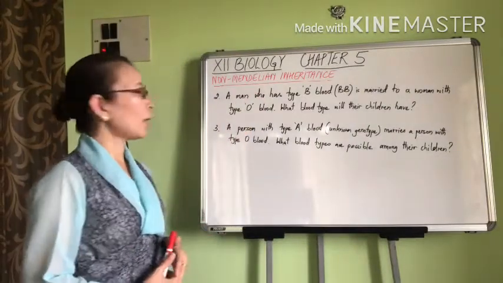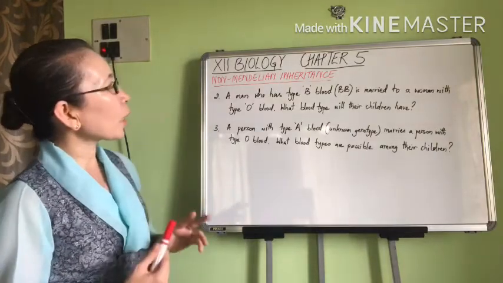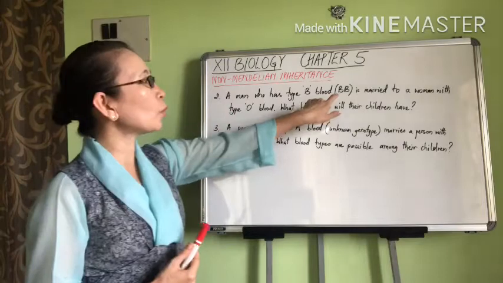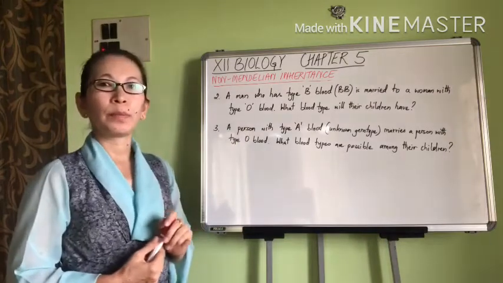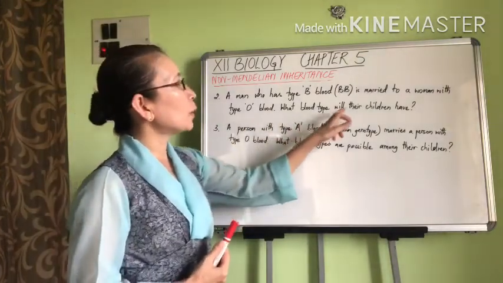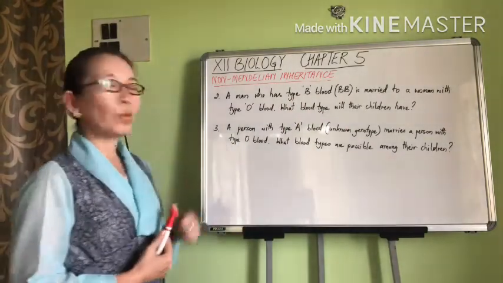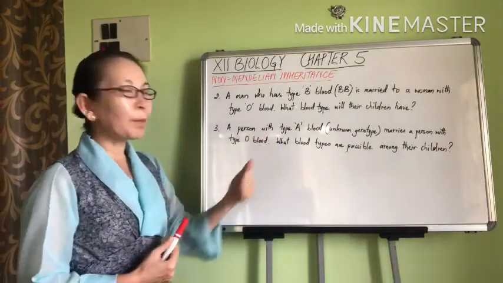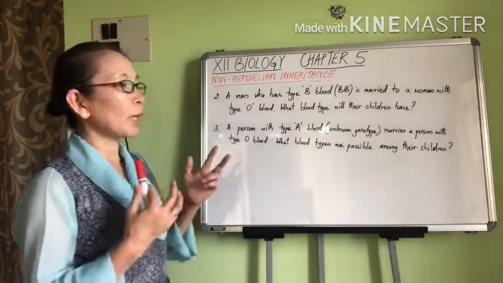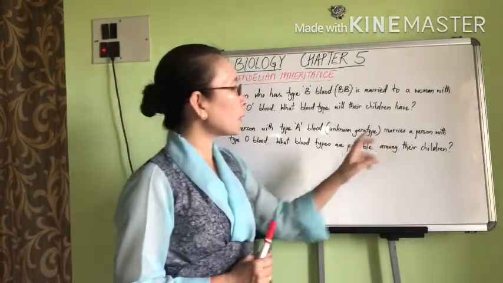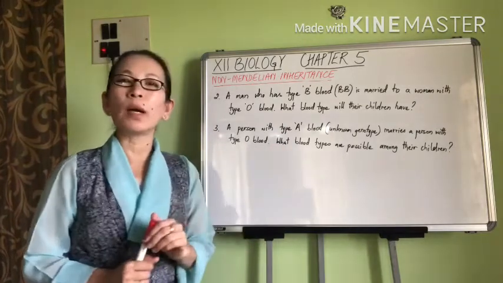Now, here are 2 other questions which you can solve on your own. The first one says, a man who has type B blood and the genotype is homozygous BB is married to a woman with type O blood. The question asks, what blood type will their children have? I guess this is quite workable and easy. The third question is, a person with type A blood, and in the bracket it's given unknown genotype, marries a person with type O blood. The question is asking, what blood types are possible among their children?